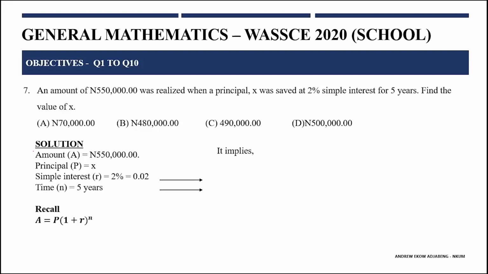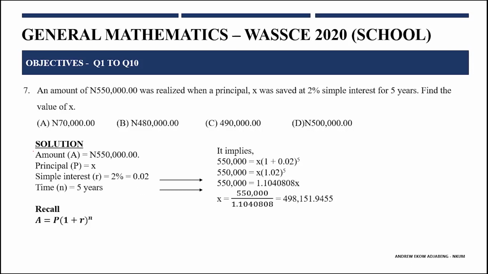This would imply that when we substitute all this data into the formula, we are going to get 550,000 equals X times 1 plus 0.02, and the N here represents the number of years, which is 5. This gives us 550,000 equals X times 1.02, all in brackets to the power 5. Then the next step, with the help of our calculator, 1.02 to the power 5 gives us 1.104080. So 550,000 equals 1.104080X. We divide through by 1.104080.